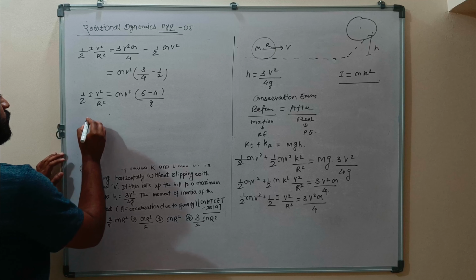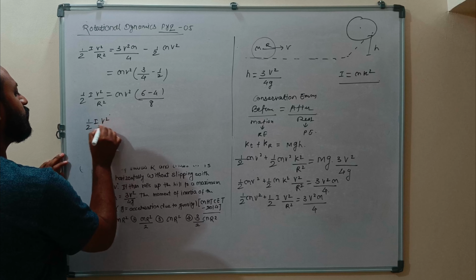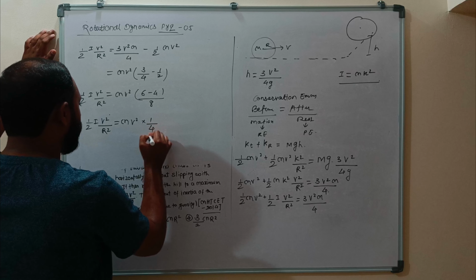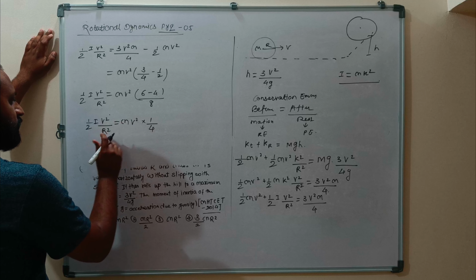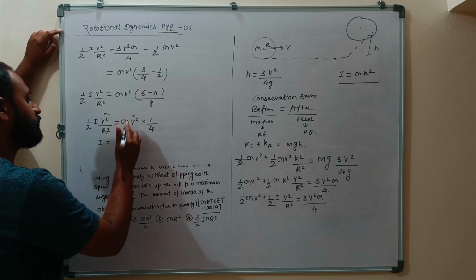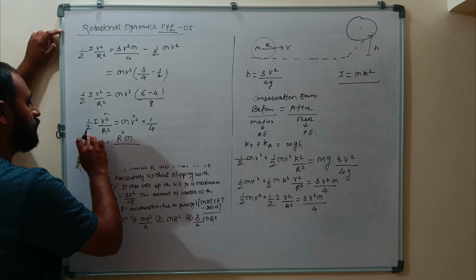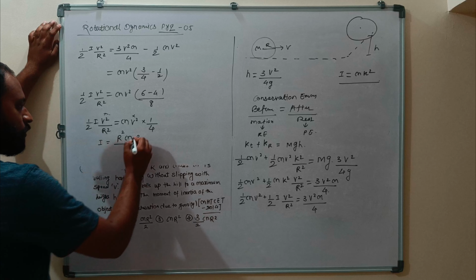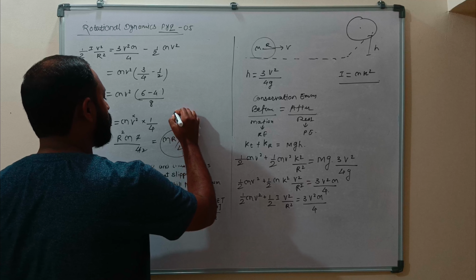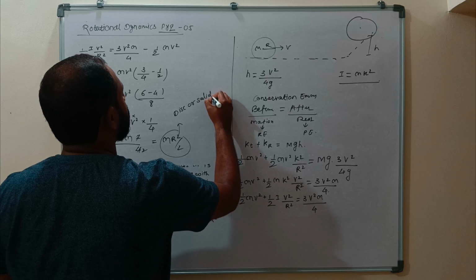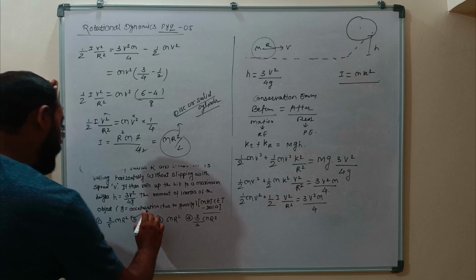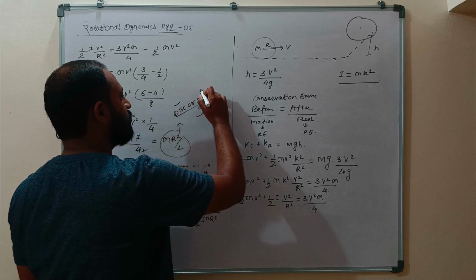Therefore 1 by 2 I v square upon r square equals mv square times 2 divided by 8, which means 1 by 4. Now v square gets cancelled, and shifting r square and the 2, we get I equals m r square by 2. This is the moment of inertia for a disk or solid cylinder. Therefore the object may be a disk or a solid cylinder.